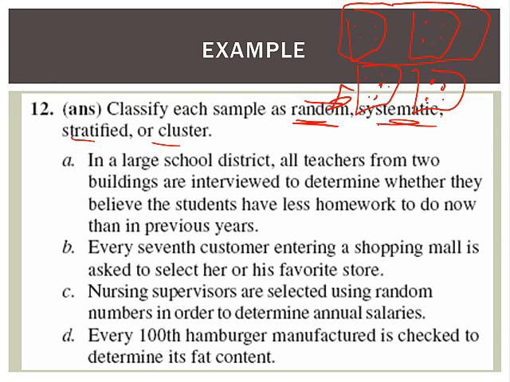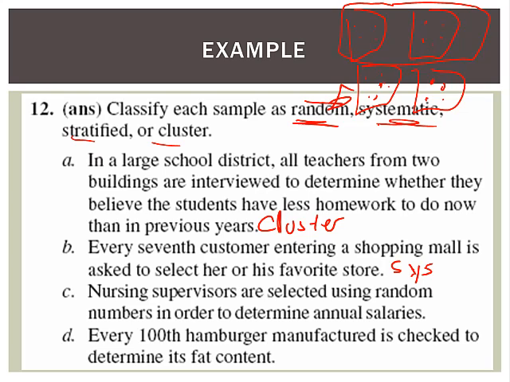Okay, part B. Every 7th customer entering a shopping mall is asked to select his or her favorite store. So this one should be easy. Systematic, right? So let me write this one down. We had cluster, and B, let's abbreviate this, systematic. Every 7th customer entering the shopping mall is asked to select his or her favorite store. Sometimes we use this to avoid bias. The person doesn't just go to people they're comfortable talking to. They have to select every 7th customer.